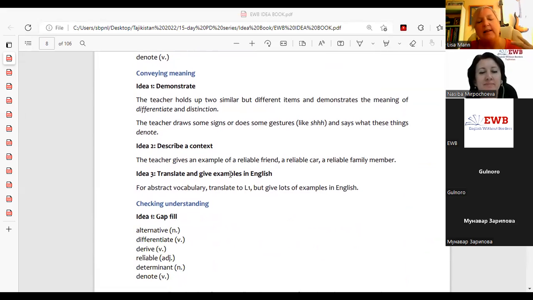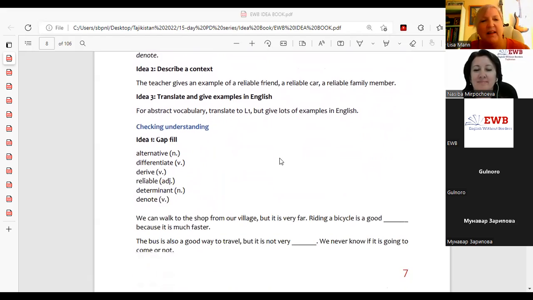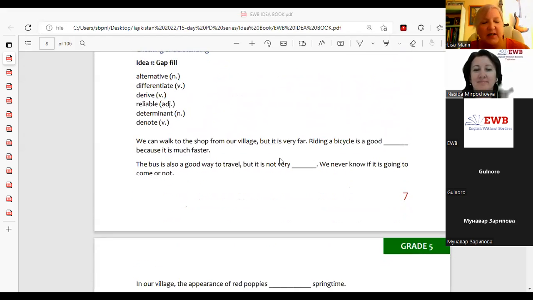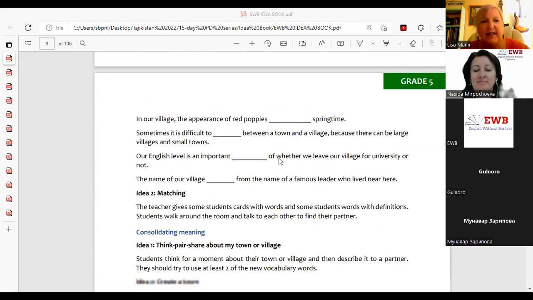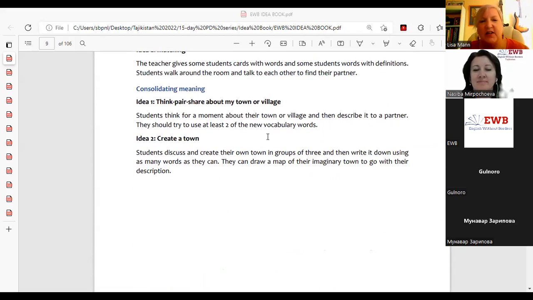And falling back on translation as a last recourse, so we try to demonstrate, describe, and if it's getting too complicated, well, just translate it into L1, right? There's no problem there, right? But try to pre-teach that vocabulary so that they can understand the text when they read it. There is a section on, again, pre-teaching vocabulary with checking the understanding, matching, and this is consolidating meaning.